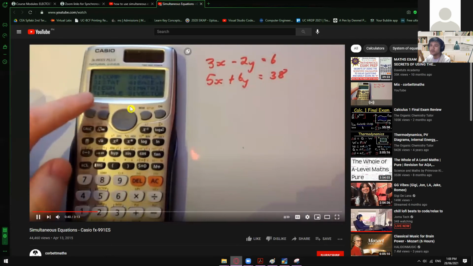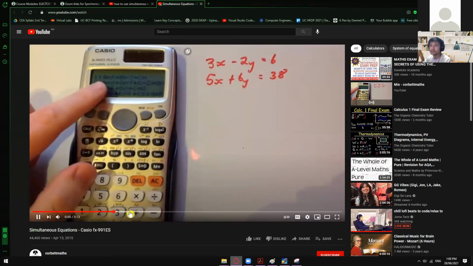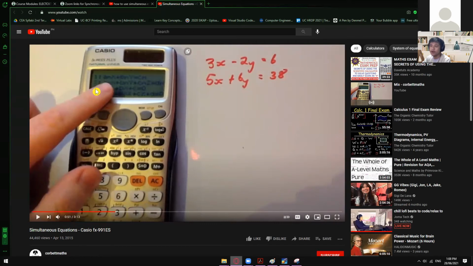So just click mode and then click number 5 for the EQN or equation. And then we have here four different syntaxes. Since we only have two unknowns, you have to choose the number 1: AnX plus BnY is equal to Cn. So this is your An X, this is your Bn Y, and this is your Cn.